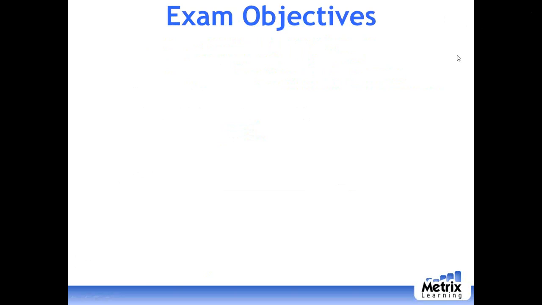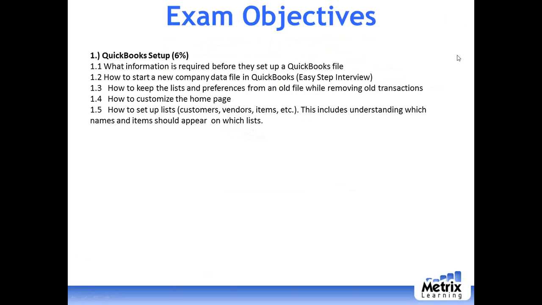So first, I'm going to go over the exam objectives, which are the following. The first thing I want you to know is QuickBooks Setup. This is 6% of the questions asked. So you will want to know what information is required before you set up a QuickBooks file. In order to create a company through QuickBooks Express Start, you'll need to know basic company information and general operations within the company.